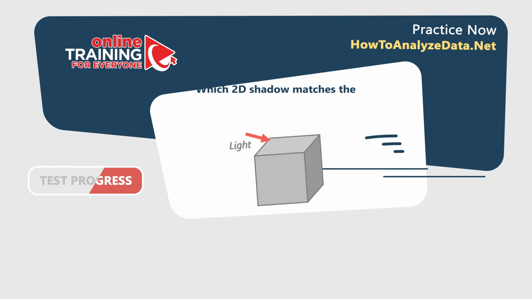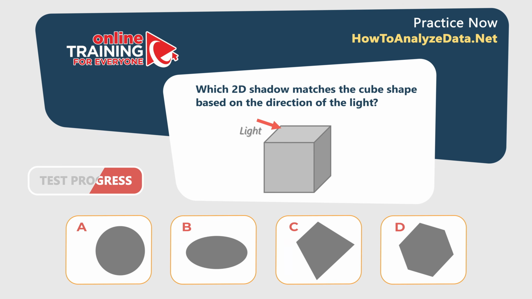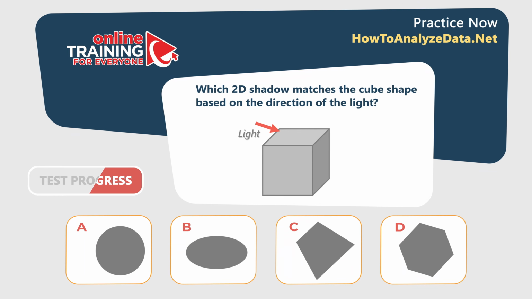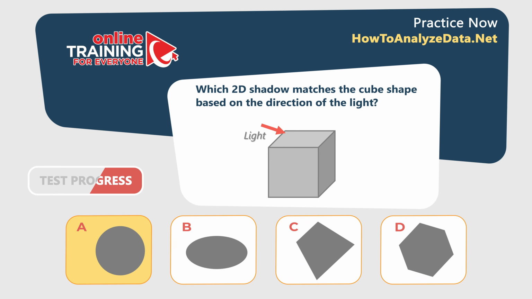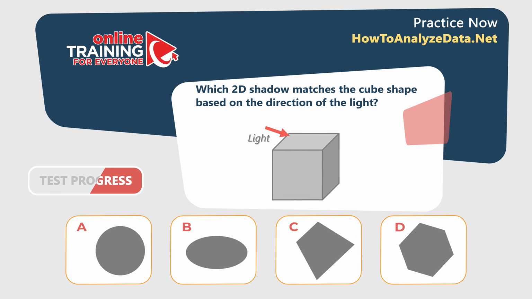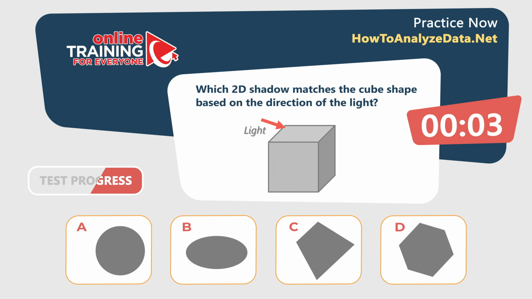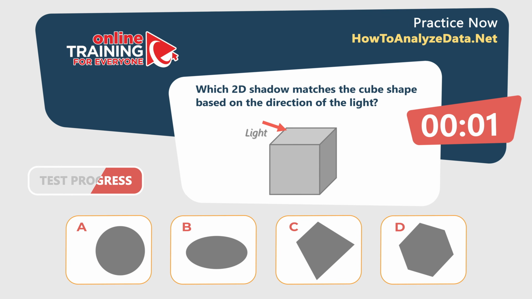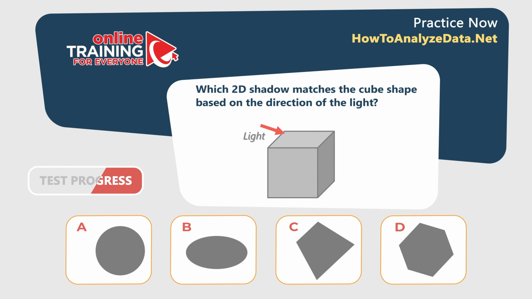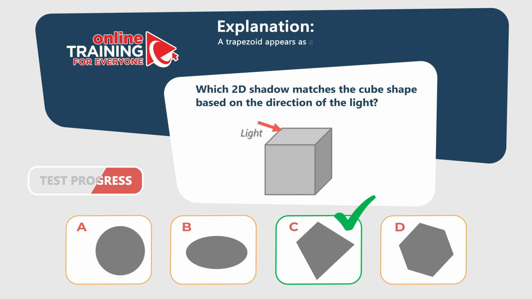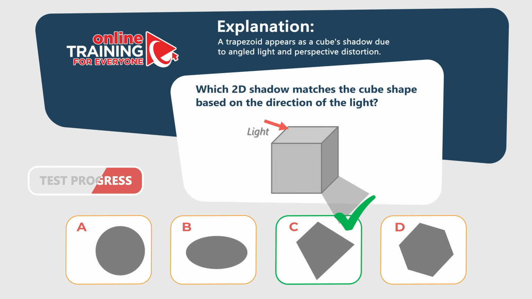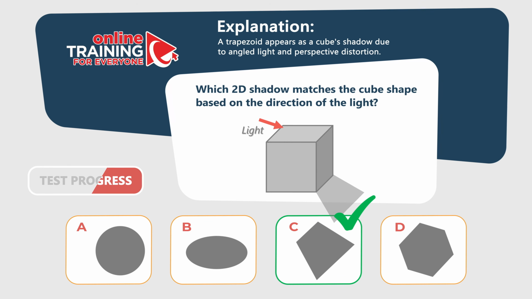Which 2D shadow matches the cube shape based on the direction of the light? Your choices for the answers are choices A, B, C, and D. The correct answer is choice C, and here's why. Shape C appears as the shadow of the cube, influenced by the angle of the light and perspective distortion.